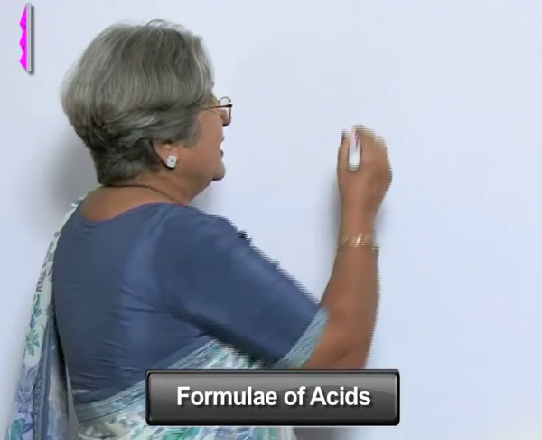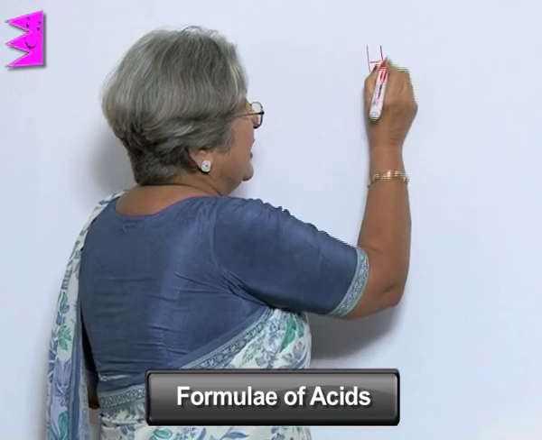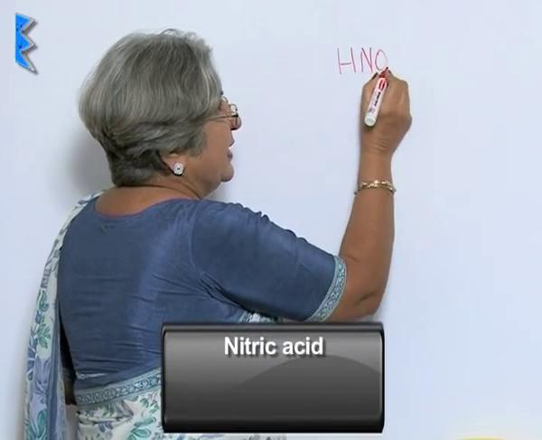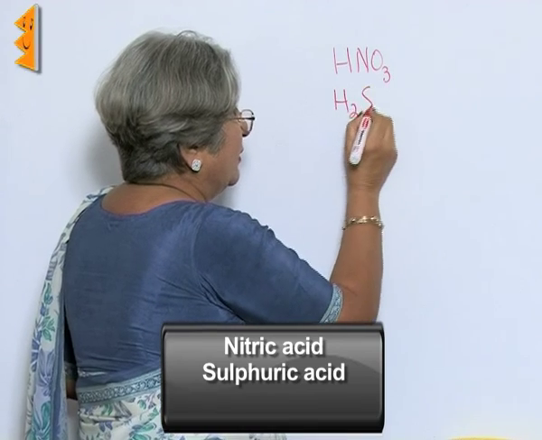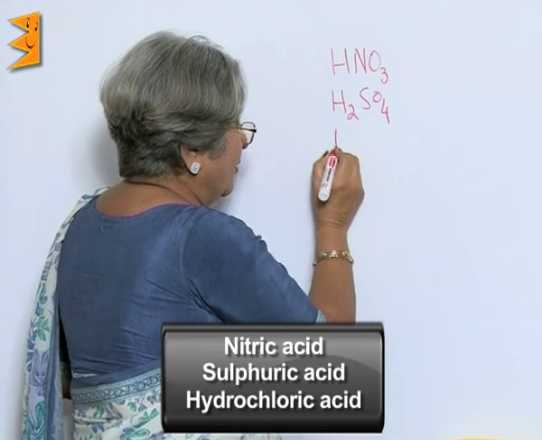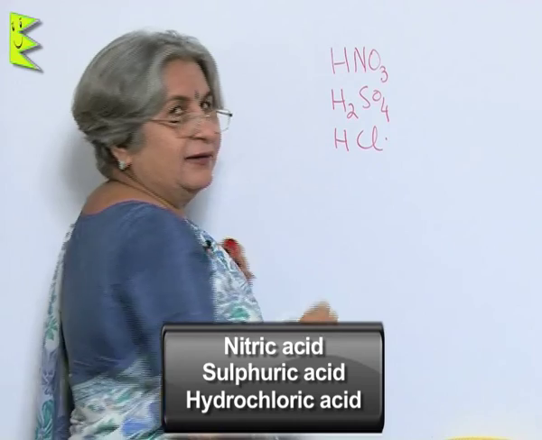Now, we just saw that all acids have almost similar physical and chemical properties. So, how has that happened? Then obviously, something is common between them. If we write the formulae of these acids, what we find is there is nitric acid HNO3, sulfuric acid H2SO4 and hydrochloric acid is HCl.